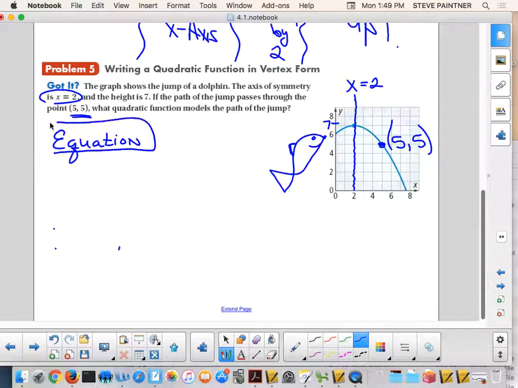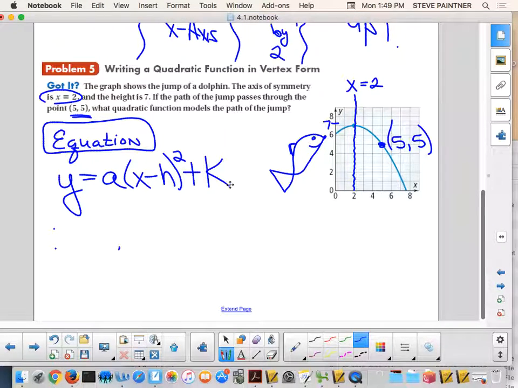Well, you guys, every equation you write will look like this. Vertex form. You must fill numbers in for A, H, and K. I'll give you a head start. Go.